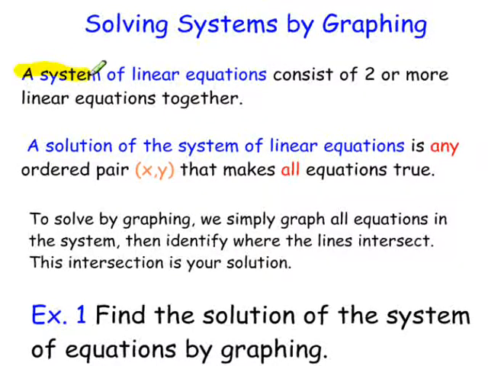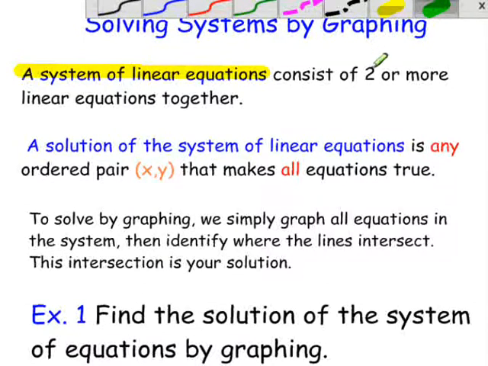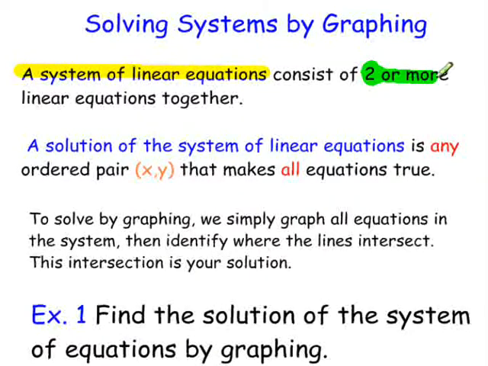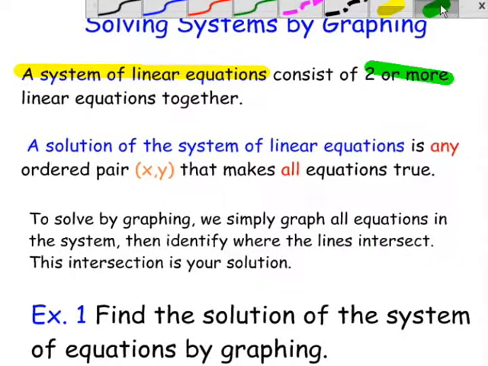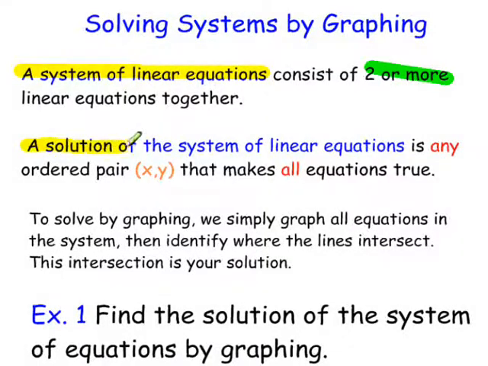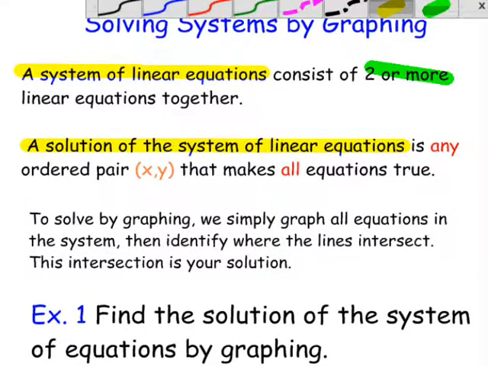A system of linear equations consists of two or more linear equations. A solution of a system of linear equations is any ordered pair (x, y) that makes all equations true.